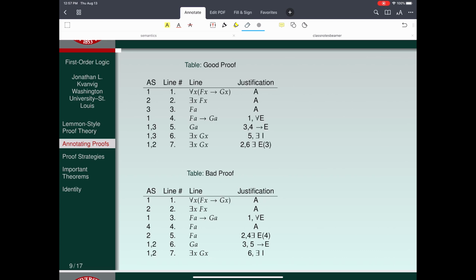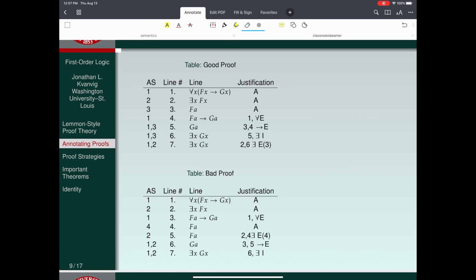So in each case, you are given lines 1 and 2. You're told at line 1, all F's are G's: for all x, if x is an F, then x is a G. And at line 2, you're told that something is F. And you're asked to derive from that that something is G. It's obvious that that conclusion follows. If all F's are G's and something is an F, then that very thing will also be a G, whatever that thing is. The question is how to go about proving this.